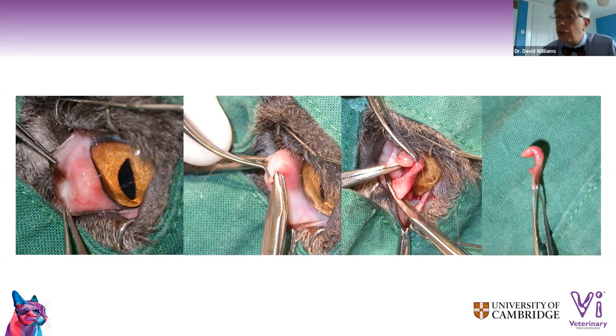You can get a scrolled cartilage, and there are people who cauterize the cartilage and see how that works. I much prefer to cut it out, and it's very easy to cut out. Undermine it, and then you can keep the third eyelid, but just chop out that turned scroll bit of cartilage.